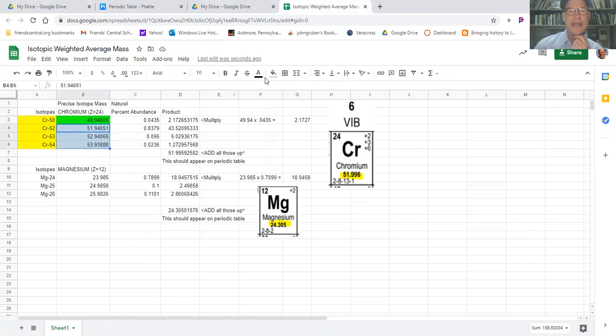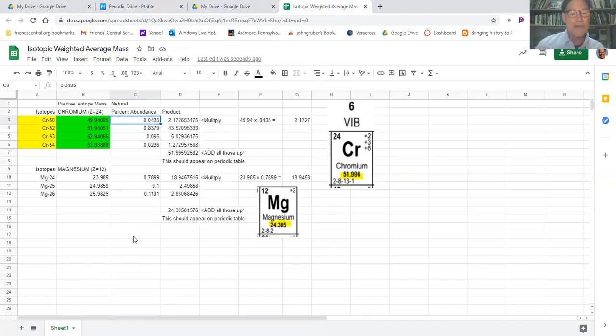All right, so what are we doing here? We're taking a weighted average. How do we do that? Well, the percent abundance is going to be the multiplier. So we want to average these 4 different isotopic masses weighted by their abundance. If it was 1/4, 1/4, 1/4, and 1/4, in other words, if all of them were 25%, we could just add these 4 numbers up and divide by 4. But only 4.35% of it is chromium 50. So we're going to use the 0.0435.